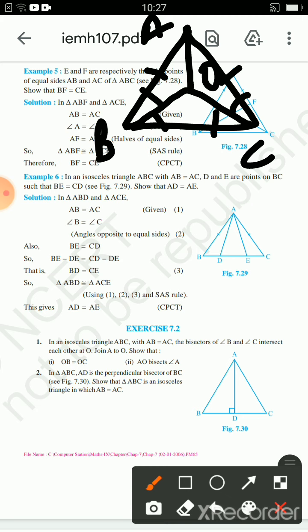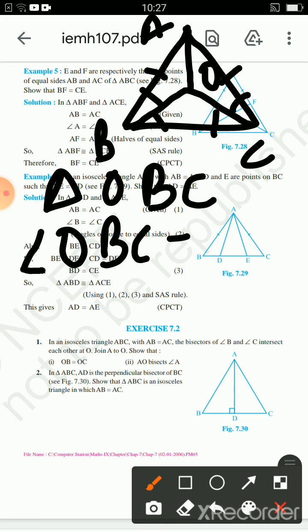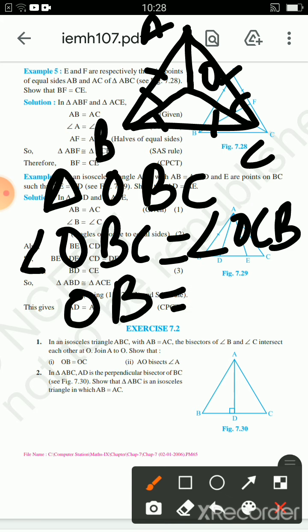Now take triangle OBC. Consider triangle OBC. In triangle OBC, angle OBC is equal to angle OCB. Proved earlier. Why is it equal? Because angle B is equal to angle C, so half of angle B will also be equal to half of angle C. Now when these two angles are equal, you can say OB is equal to OC. Why? Because the sides opposite to equal angles are equal. Hence proved, OB is equal to OC.